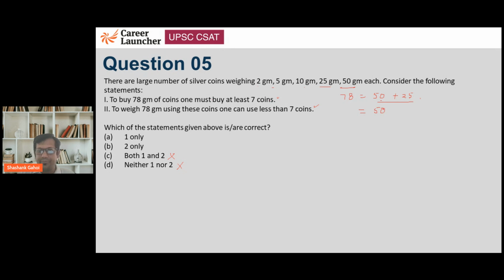Then 50 plus 10 plus 10, that is 70. Now I need 8 more grams. So how can I get 8 more grams? That is 2 plus 2 plus 2 plus 2. So how many coins am I going to need to make 78 grams? It is going to be 7 coins. So the first statement should be true, because at least 7 are needed to make 78 with these. So the answer of this question is going to be 1 only.